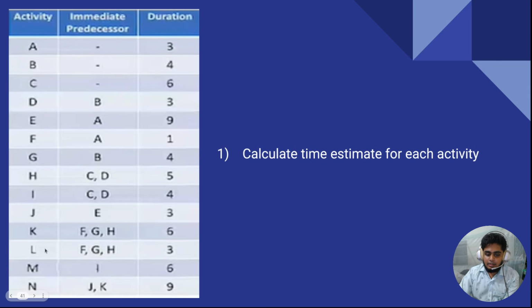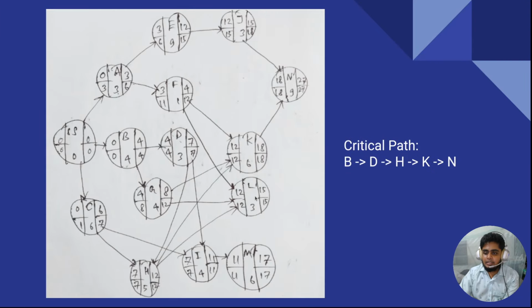For activity L, you have to calculate the activities F, G and H. Similarly, which is the maximum? 12 is the maximum. So take 12 as the earliest starting time for activity L. 12 plus 3 is equal to 15. 15 is the earliest finish time for activity L.